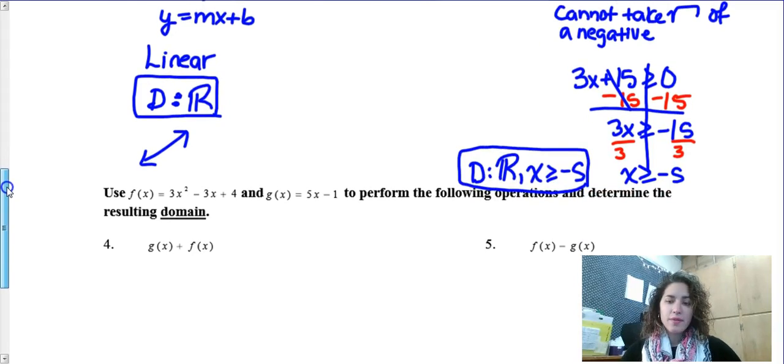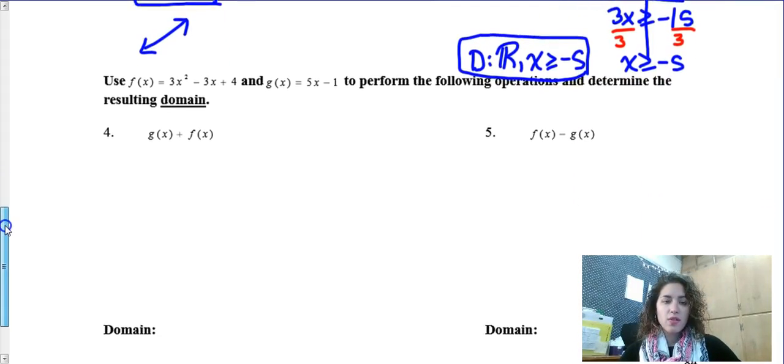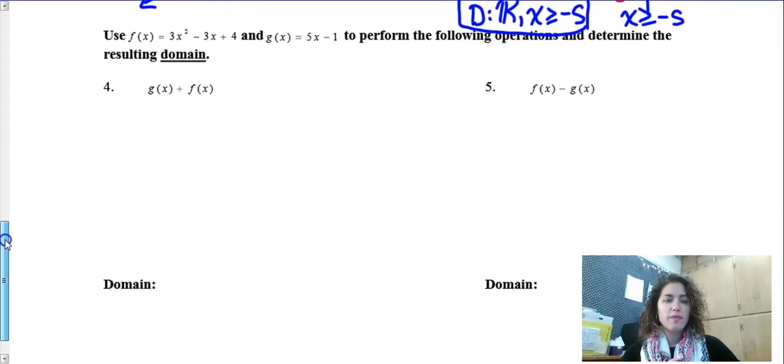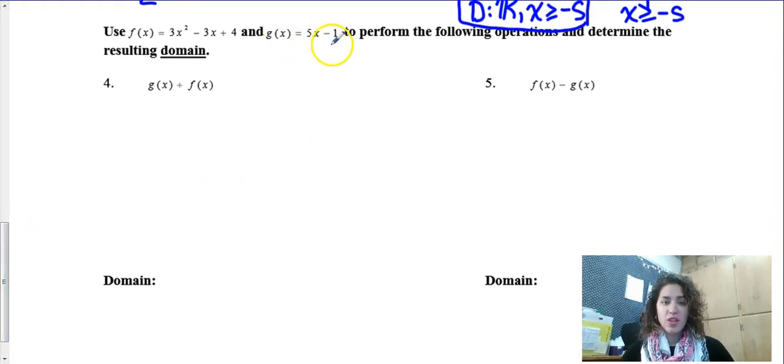On to number 5. We're given these two functions, f of x equals 3x squared minus 3x plus 4, and then g of x equals 5x minus 1, and we're asked to perform the following operations and determine the resulting domain. So I look at number 5 and I see that I have subtraction happening. F of x comes first, so let's write that first. F of x is 3x squared minus 3x plus 4. The key with subtraction, folks, is to make sure that you are using parentheses for that second piece.